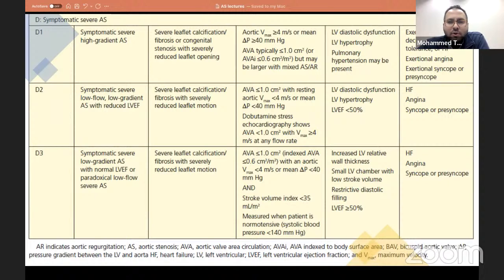But what you have to look at is the stroke volume index. Stroke volume is the amount of blood that leaves the ventricle with each contraction. So you index that amount to the body surface area of the patient. And if you have less than 35 mLs per meter square, because it's indexed to the body surface area, it means that this patient has a paradoxical low flow, low gradient. So D2 is called classical, and D3 is called paradoxical low flow, low gradient.